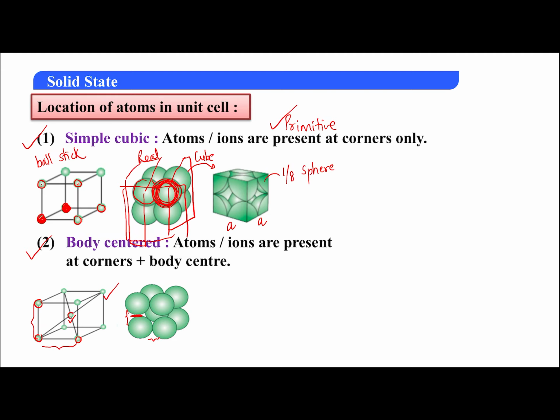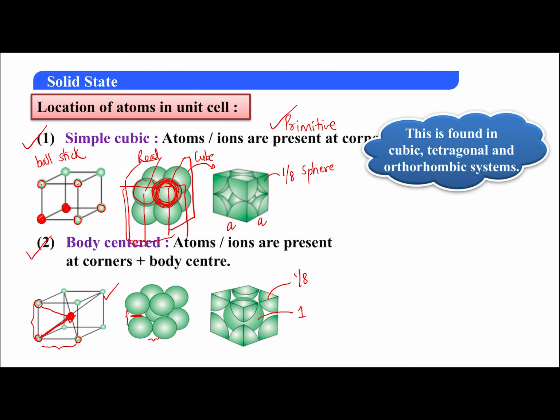So, the only sphere which touches all the 8 spheres at the corners is this one. These 2 spheres touch each other, this also touches each other. I suppose you are understanding. Body centered touches all the corners, that is the body centered system. This is what it looks like. For your information, this is 1/8 of the sphere and this is one entire sphere inside. This is found only in cubic, tetragonal, orthorhombic. So, body centered is found only in 3 systems: cubic, tetragonal and orthorhombic.